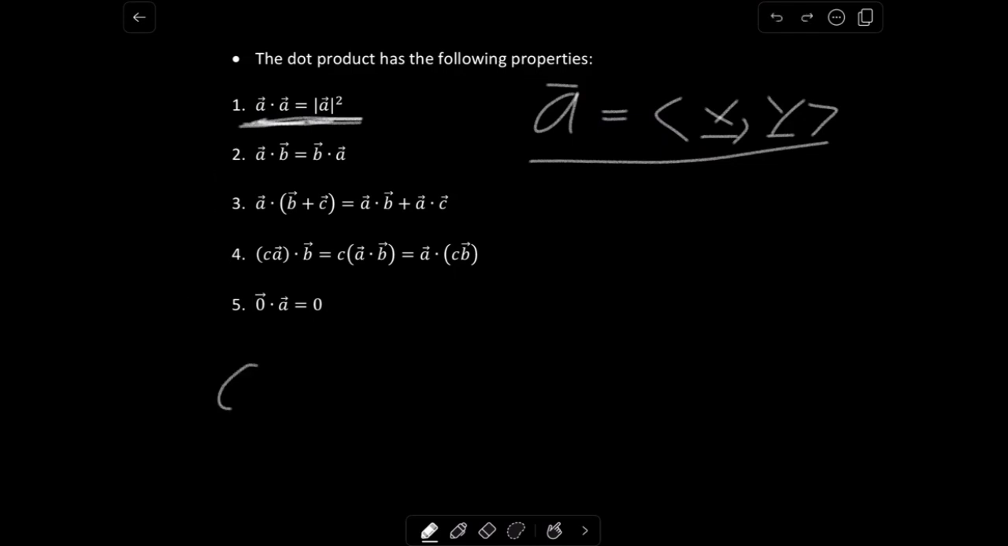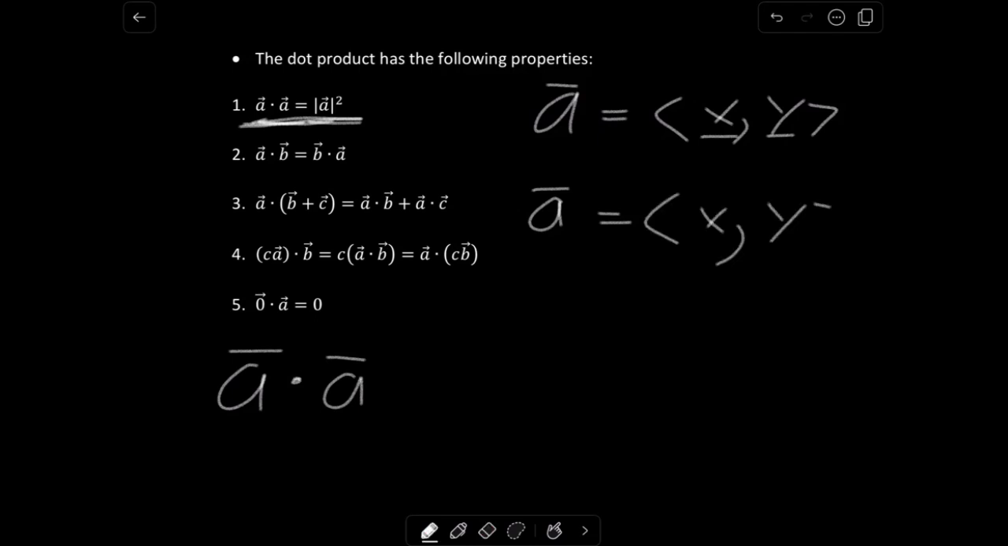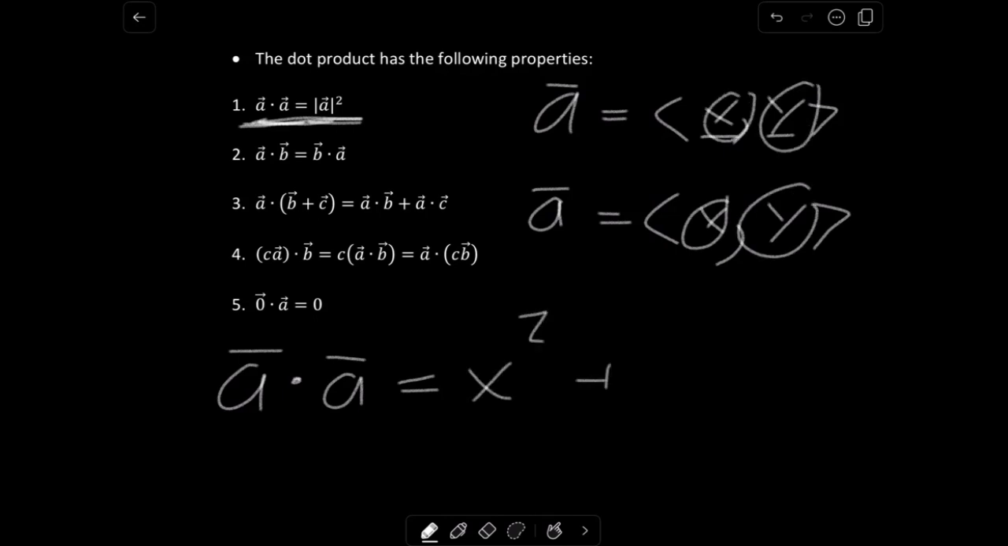So if I have A dot product with itself, I'm basically going to have another A vector, but it's the same thing. I'm just copying this down. It's the same vector. So it's X and Y. So it's going to be X times X, that is X squared, plus Y times Y. No surprise, it's Y squared.